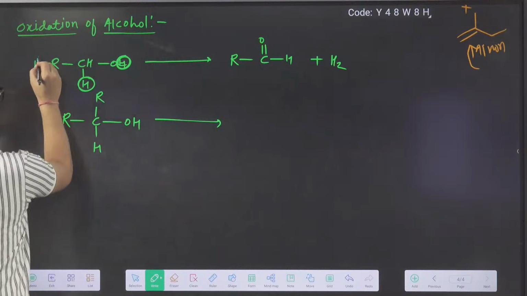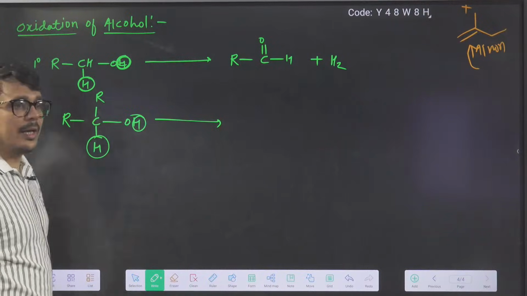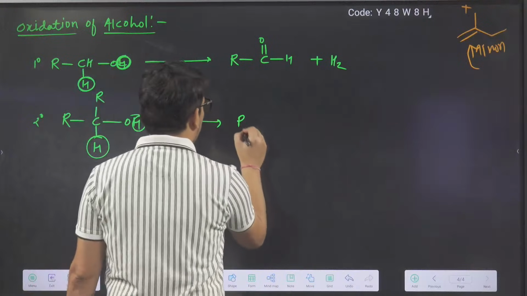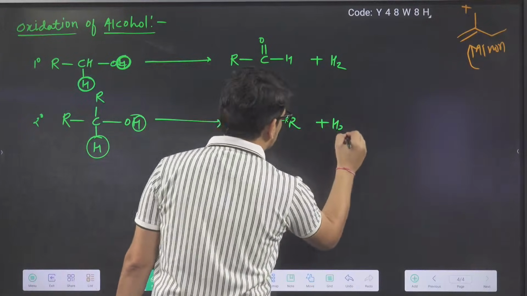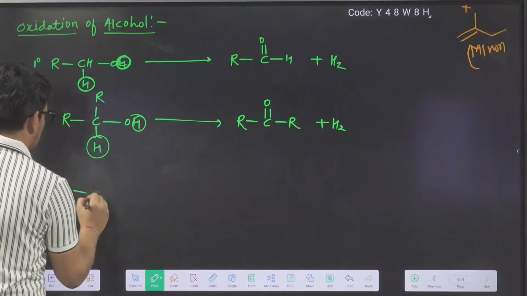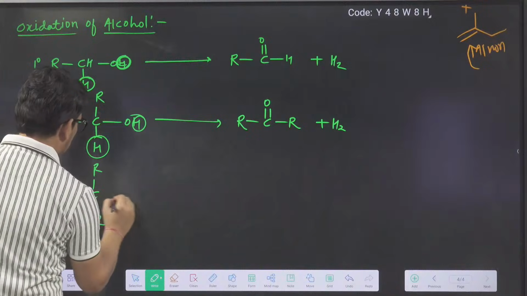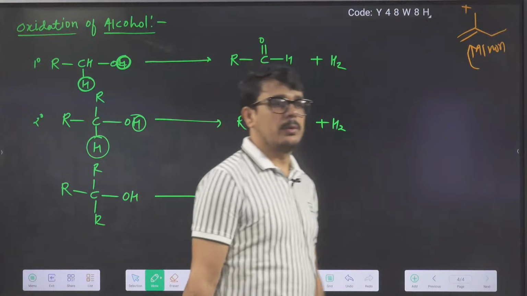Now this was 1 degree, this is 2 degrees. So from this side H, this side H. What will you get on this side? R, C double bond O, R again, plus H2. If I take a 3 degree alcohol, now tell me, in 3 degree alcohol, is oxidation possible or not possible?